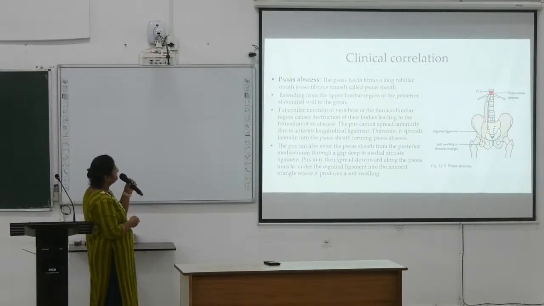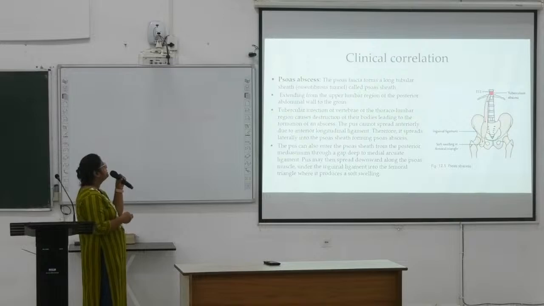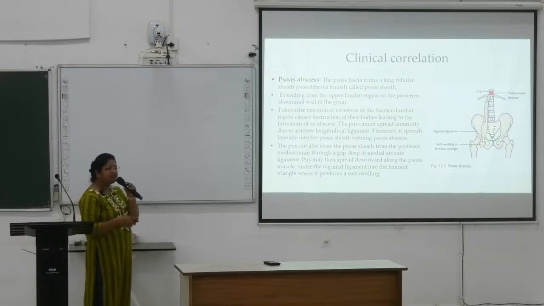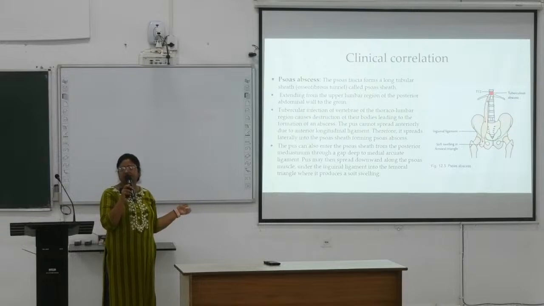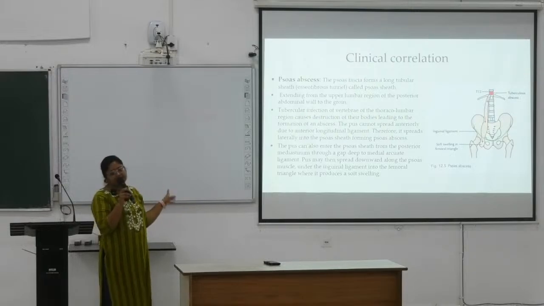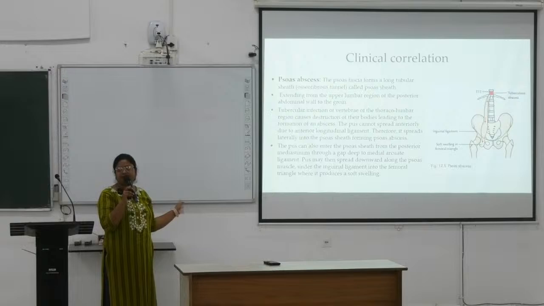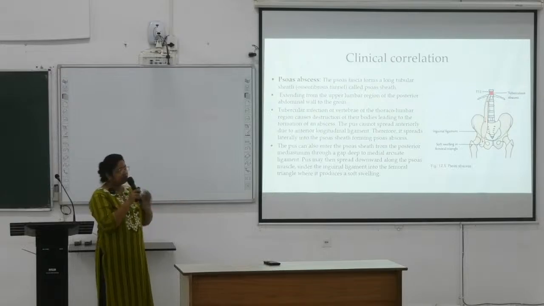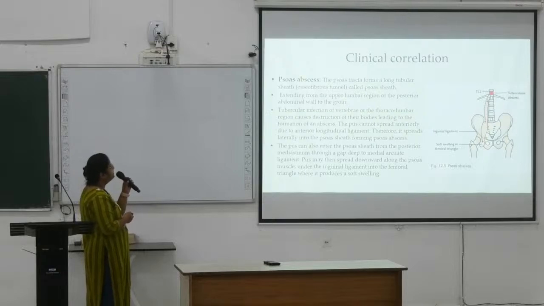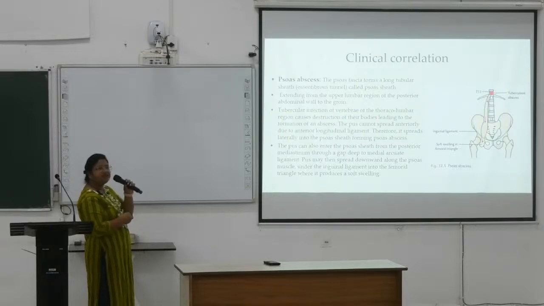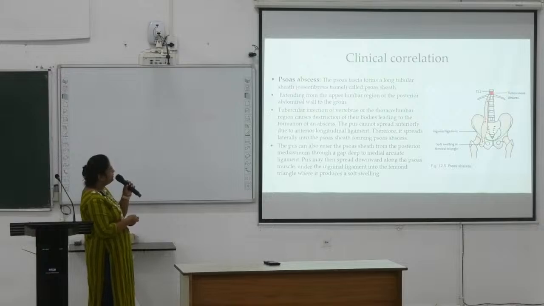Now clinical aspects. Okay. Psoas abscess. Iliacus and psoas major, these two are covered by a single fascia, that is known as psoas fascia. Okay, and the fascia covering iliacus is sometimes called fascia iliaca. So psoas fascia forms a long tubular sheath, osseofibrous tunnel called the psoas sheath, extending from the upper lumbar region of the posterior abdominal wall to the groin here.